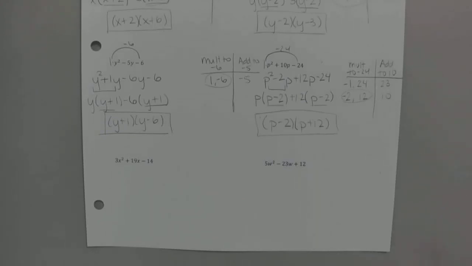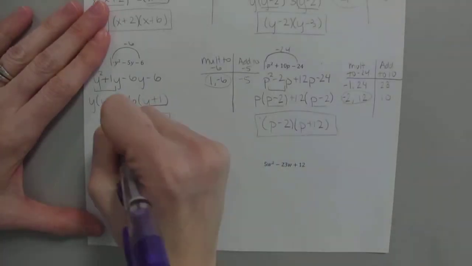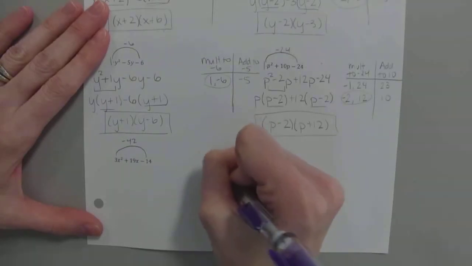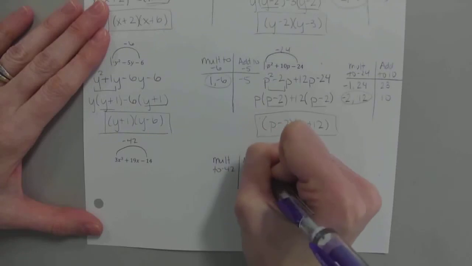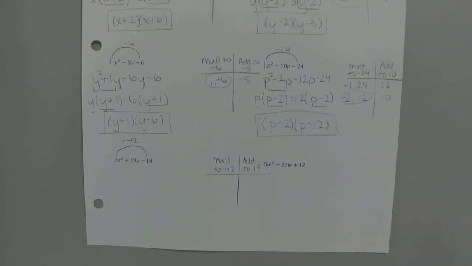Where we have to keep our mind straight is we're going to use 3 times negative 14, whatever that is, as our AC. But when we go to rewrite it, it still says 3x squared, and it still says a negative 14. Your front and last terms always stay the same. It's only the middle 2 terms that we split up, okay? So what is 3 times negative 14? Negative 42. So we're going to multiply to negative 42, and we're going to add to 19.